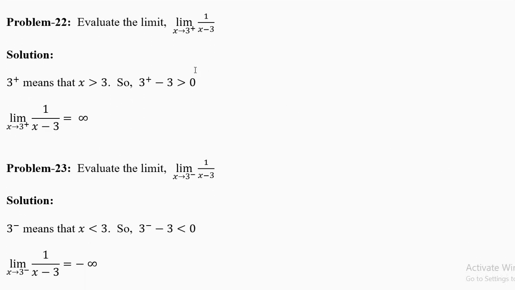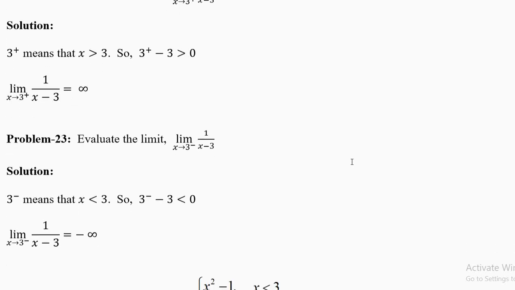Now next question. Evaluate the limit as x goes to 3 plus of 1 divided by x minus 3. What's the meaning of 3 plus? 3 plus means x is greater than 3, more than 3. So 3 plus minus 3 is positive, a small number but positive. 1 divided by a small positive number is plus infinity. In the next question, it will become minus infinity.